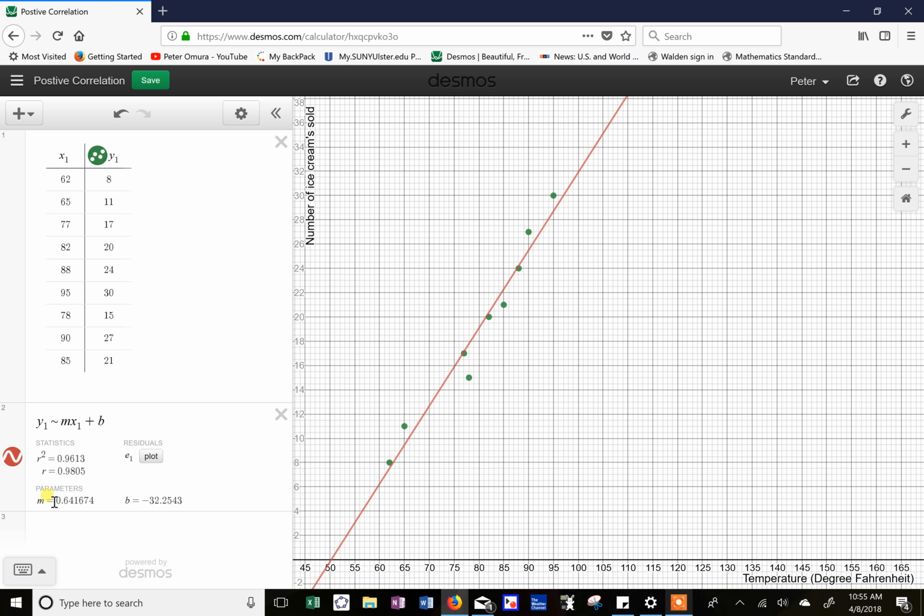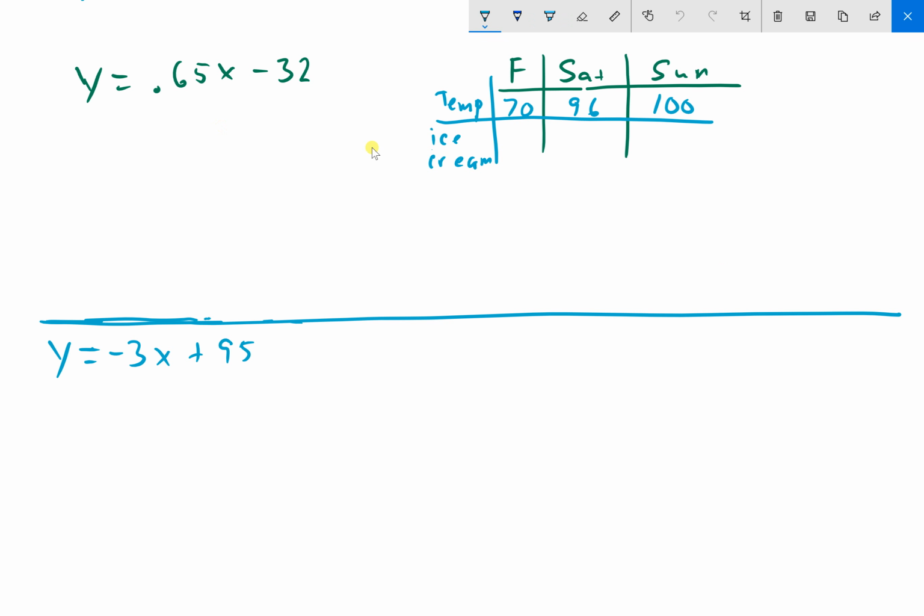So once again, I'm going to write the equation of a line, and it should be something like y equals 0.65x minus 32. I'm rounding. So if I'm the owner of the ice cream shop, I know that my equation is y equals 0.65x, x being the temperature, minus 32. I can use this information, and let's say I knew that on the weekend the temperature is going to be 70 degrees, 96 degrees on Saturday, and 100 degrees on Sunday. Let's see how many ice creams I should expect to sell.